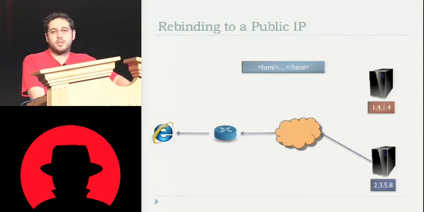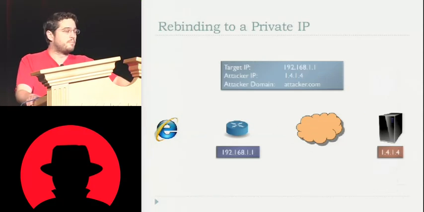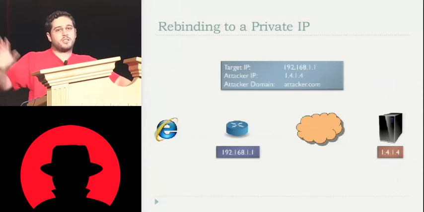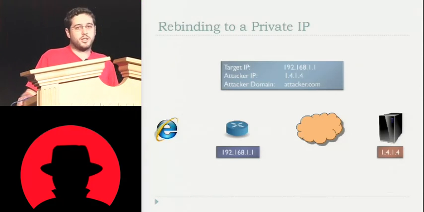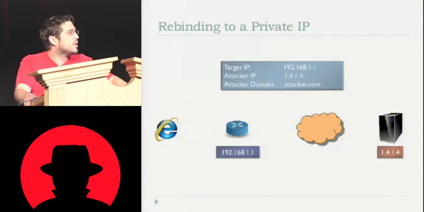So this works. This has always worked. There's never been anything to stop this from happening. And there's certainly security issues that arise from this. But the real threat has always been attacking the internal LAN. So I don't want to go after some public web server. I want to go after the client's router. I want to get access to the router's internal interface. So this is the same scenario, but instead of attacking a public IP, the attacker is going to try and rebind to 192.168.1.1.